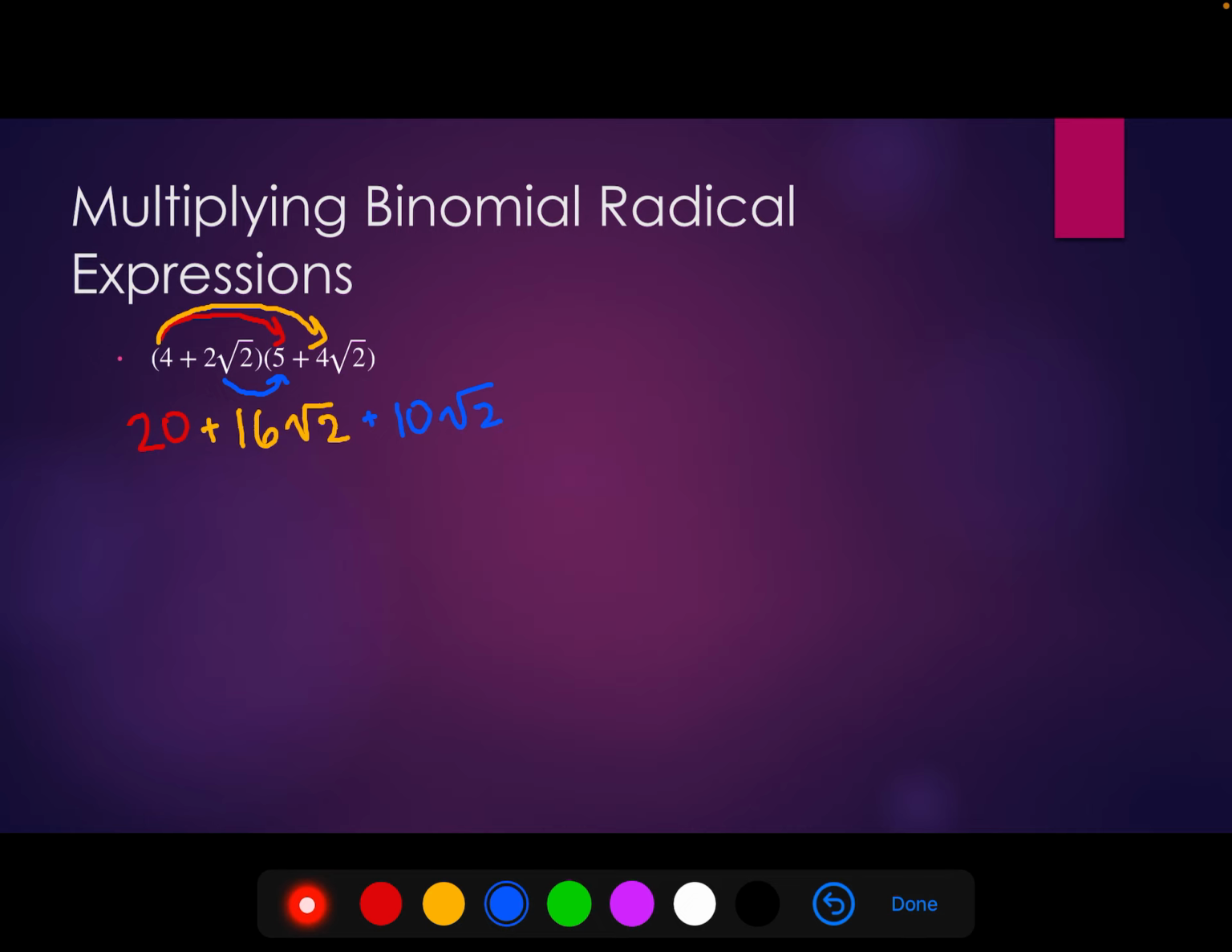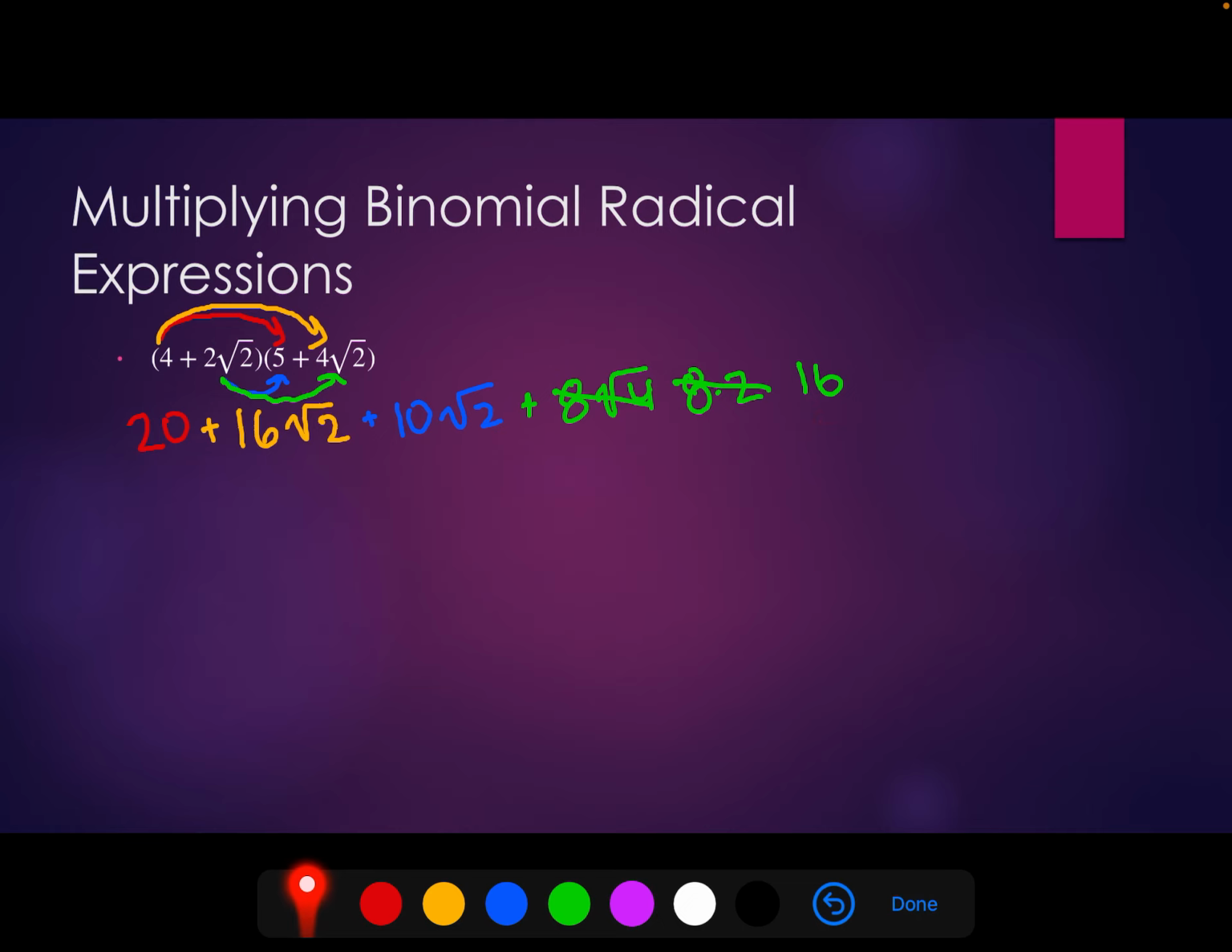And finally, we have our last two terms. We have 2 root 2 times 4 root 2, and that's going to give us 8 times the square root of 4. But that square root of 4 can be simplified to 2, right? So this is actually going to be 8 times 2, and that's equal to 16. So now we have 20 plus 16 root 2 plus 10 root 2 plus 16.